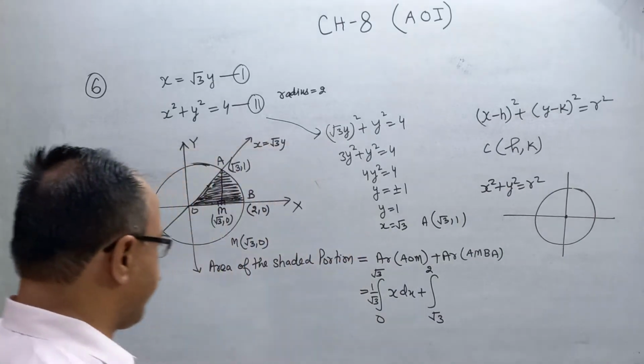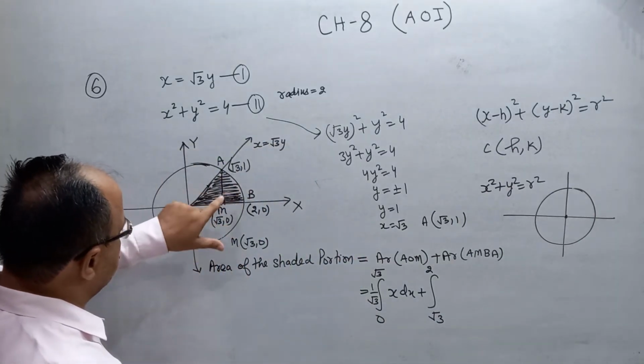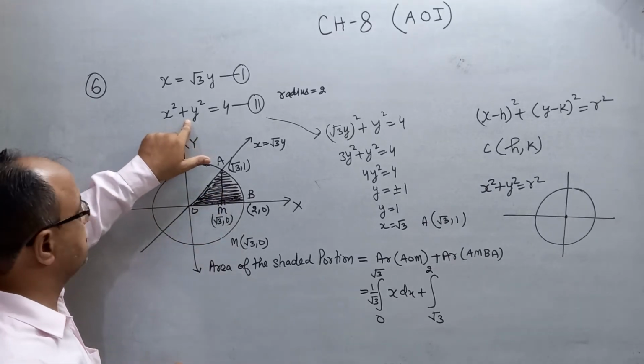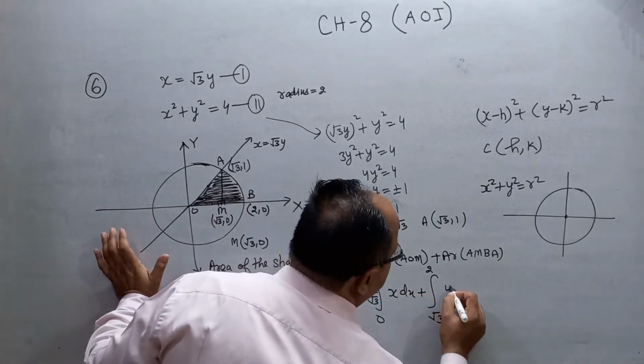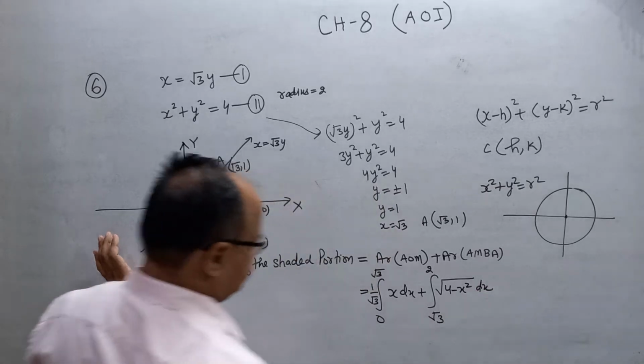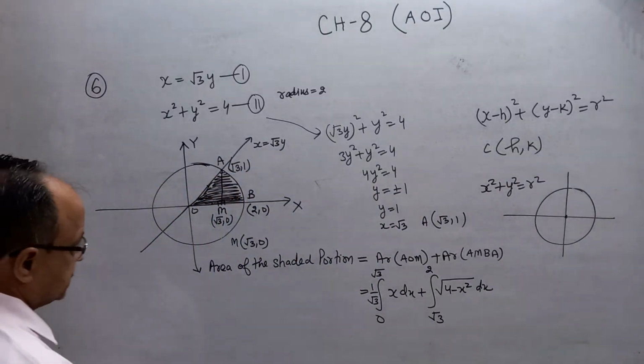Clear? Now you know that this portion is attached with a circle, and from the equation of circle, what is the value of y? The value of y is root of 4 minus x square. Correct? Now integrate.